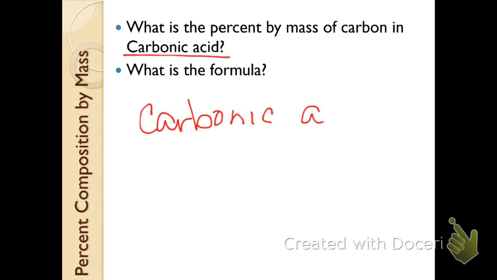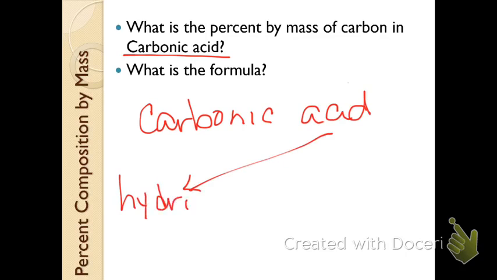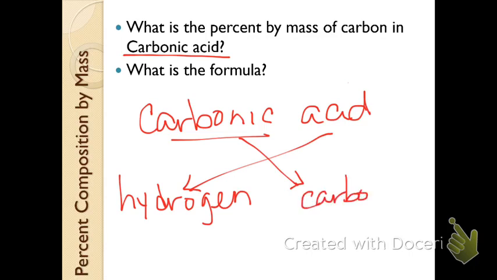acid, we know that acid means that it is hydrogen. That's what all acids start with, hydrogen. And carbonic is the acid name of carbonate.